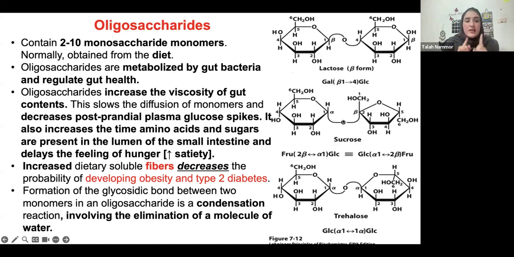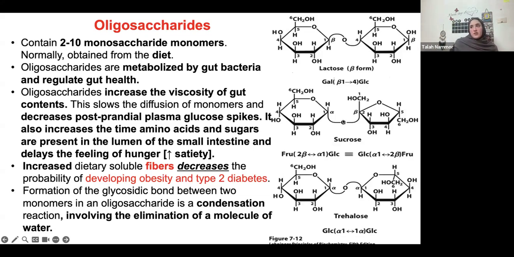Another thing it does is increase the time amino acids and sugars are present in the lumen. So it will delay the feeling of hunger because you feel satiated. You have food in your gut, so you feel like, I don't want to eat more food. So it increases the viscosity, it prevents the spike, and it increases the time amino acids and sugars are in the small intestine, so we won't feel as hungry, and that's why it's healthier.